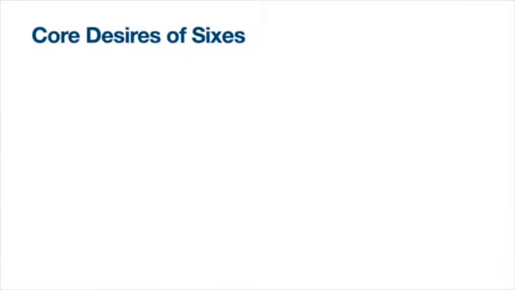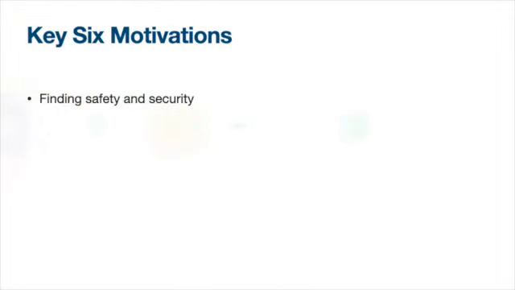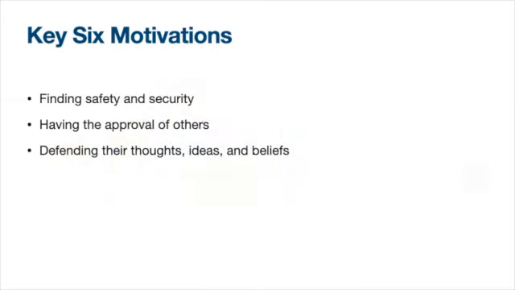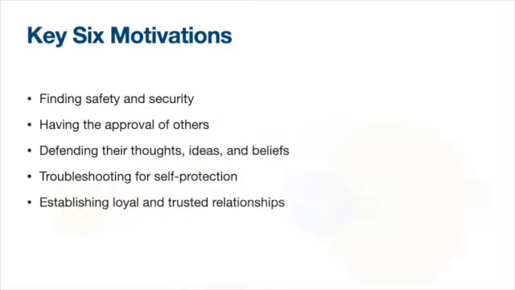Core desires of 6s: to have guidance, to have security, to feel safe in their environment and relationship, to feel supported, and to feel understood. Key 6 motivations: finding safety and security, having the approval of others, defending their thoughts, ideas, and beliefs, troubleshooting for self-protection, establishing loyal and trusted relationships.